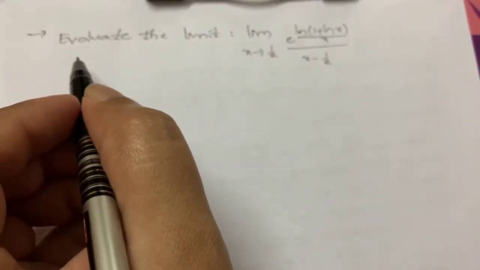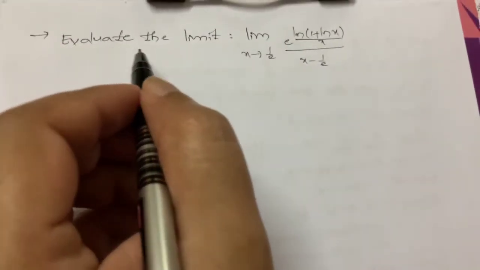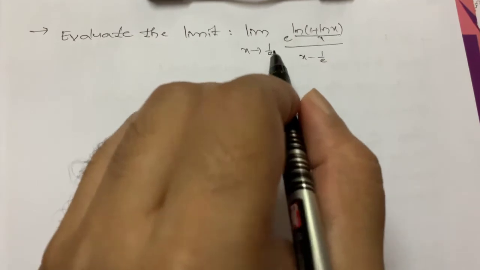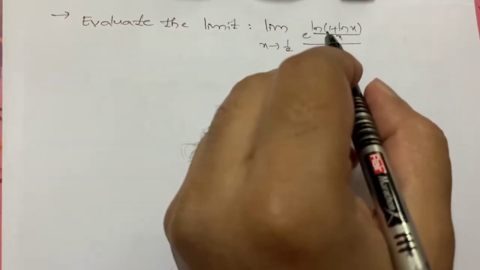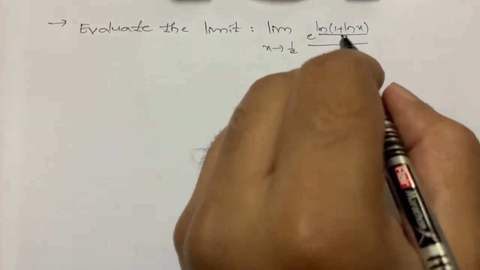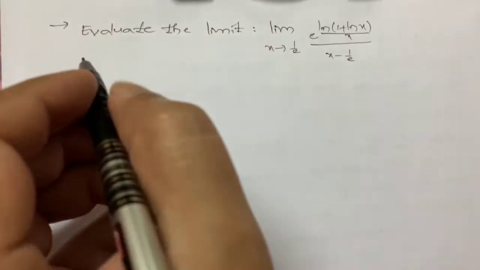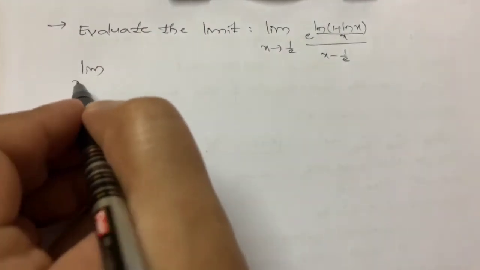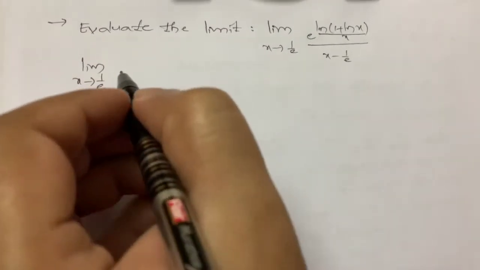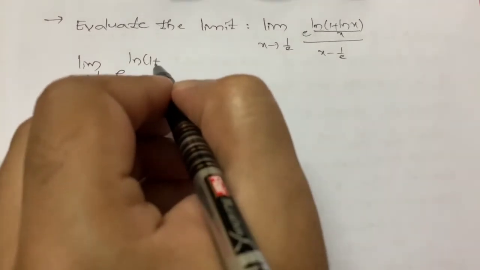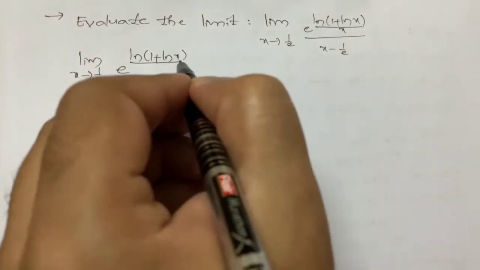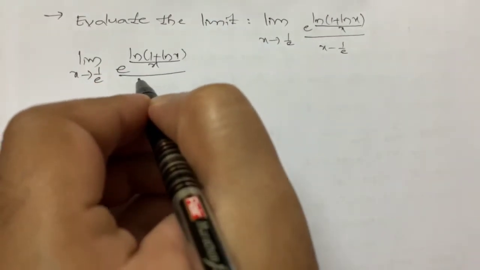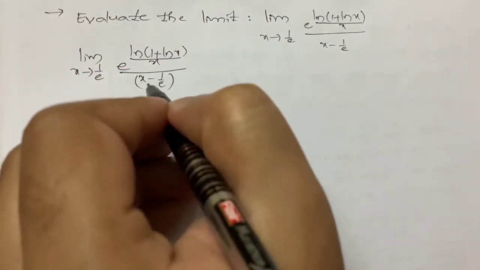Let's look at this problem. Evaluate the limit as x tends to 1/e of (e^(ln(1 + ln x)/x) − 1/e) / (x − 1/e).